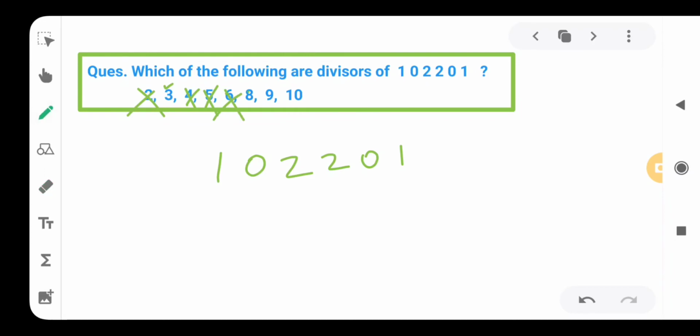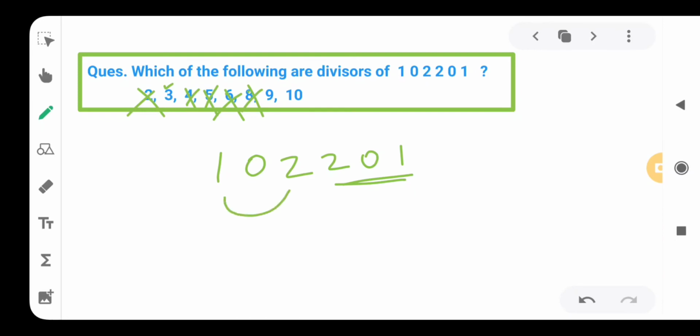Okay, so इसको भी cross कर देते हैं. Now let's take the 8. According to the divisibility test of 8, if the last 3 digits can be divided by 8, then the entire value will be divisible by 8. So here we can see 201 can never be divided by 8, so 8 is not a divisor of 102201.